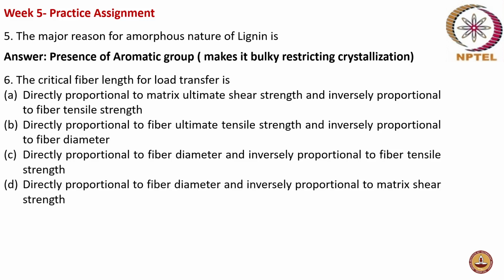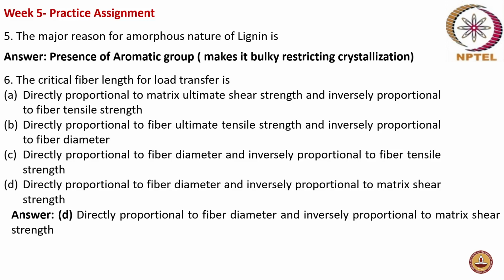Okay, now let's see the answer. It is actually directly proportional to fiber diameter and inversely proportional to the matrix shear strength. It is also directly proportional to the fiber ultimate tensile strength. So this is the formula: the critical fiber length for load transfer to happen is the diameter of the fiber multiplied by the ultimate strength of the fiber, divided by the ultimate shear strength of the matrix. This question is from short fiber composites.